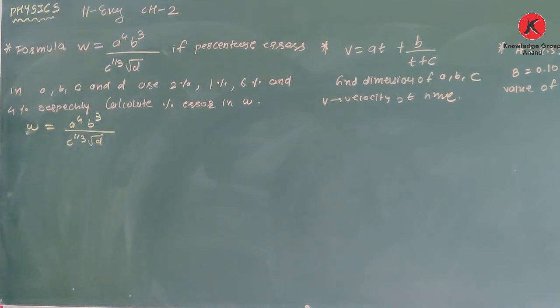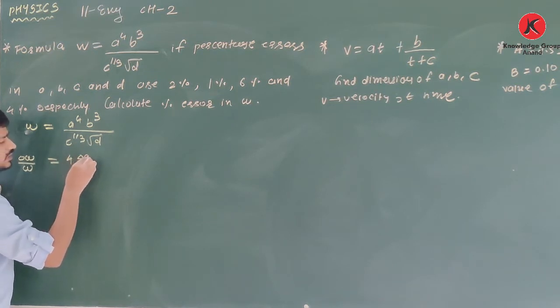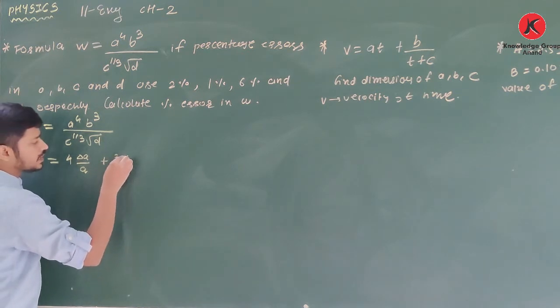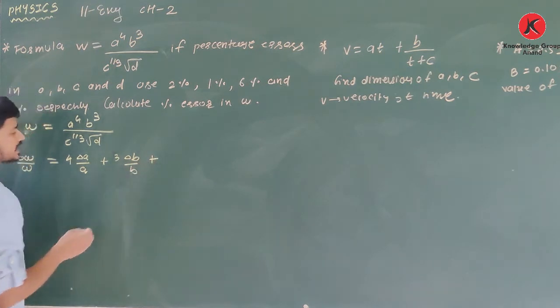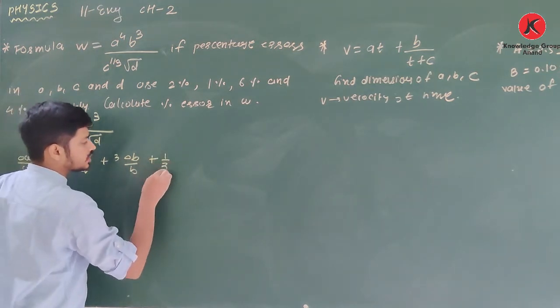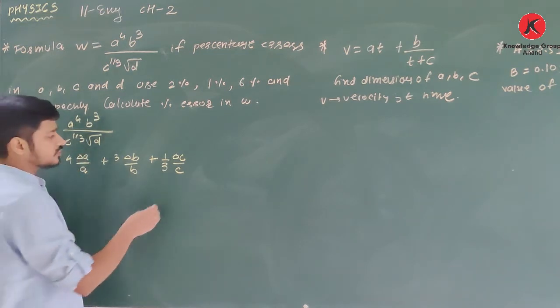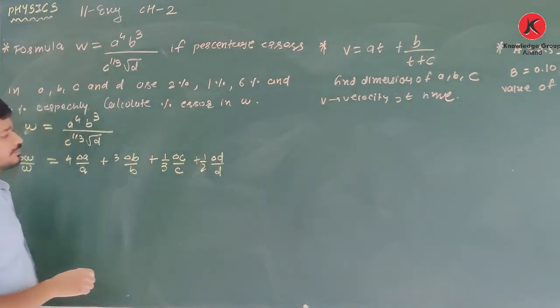So first of all we will find the relative error, and as each and every term is in multiplication and division, how to write it? Delta W upon W is equal to, a raised to 4 means 4 delta a upon a, plus b cubed means 3 delta b upon b, plus c raised to 1 by 3 means 1 by 3 delta c upon c, and root d means it is 1 by 2 delta d upon d.